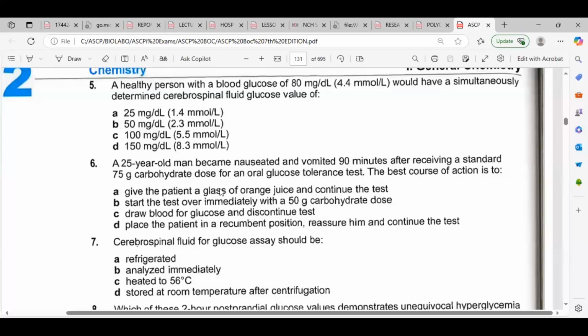This is a tricky question. They want to ask you what you do. The options are: give the patient a glass of orange juice and continue the test; start the test over immediately with 50 grams; draw blood for glucose and discontinue testing; or place the patient in a recumbent position, reassure him, and continue the test. What test do I have to continue? So what can we answer here?